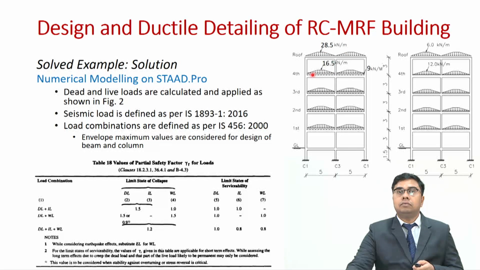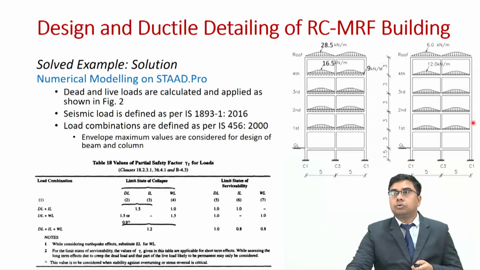We also have uniformly distributed load because of the masonry infill walls which are present on these floors. That loading is 9 kilonewton per meter as uniformly distributed load. There is no parapet wall, and therefore there is no uniformly distributed load at the roof level.